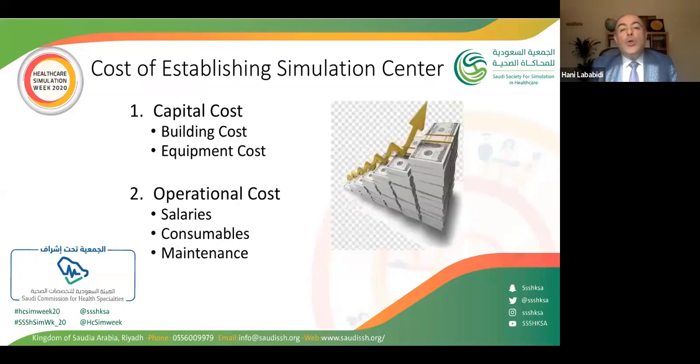Now, what comes in cost? We talked about the space cost. We talk about two things: capital cost and operational cost. Unfortunately, when people want to establish a simulation center, they only talk about capital cost, because they get money to build and get equipment. It used to be easy, but nowadays it's not that easy, but it is doable. And they forget about operational costs. Operational costs are very important. Otherwise, you will have a center and you cannot operate it because you don't have enough budget to operate this center.